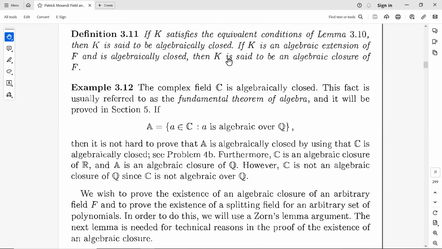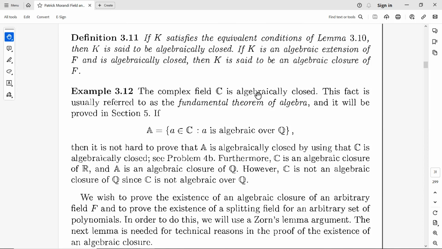So of course, they have defined algebraic closure like this: an algebraic extension of F that is algebraically closed, which will contain the thing I said, but may not be equal. For example, if you look at C, C is algebraically closed, and that will be proved in the section. If A is algebraic over Q, then you see here that this one is algebraically closed. If you look at this A that they have defined, this is just the splitting field of Q[x].